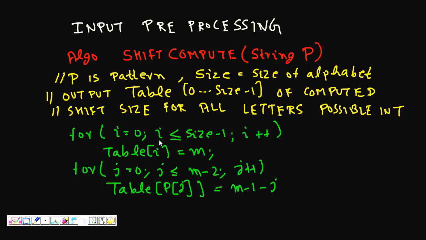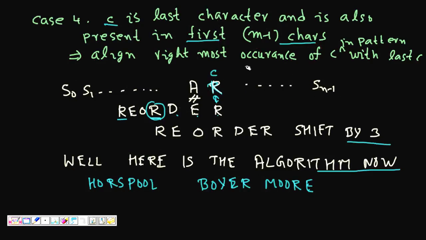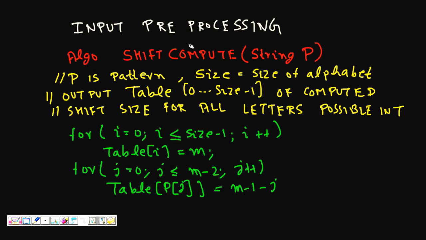So we have this C now, the last letter, which can be anything from the alphabet of A, B, C, D, E, whatever you can write. That is the alphabet. In that you have to write the table for all. So this input pre-processing is done. We have a string P, which is the pattern, and size is the size of the alphabet. For example, just for simple A, B, C till Z, you have 26 letters. If we are just writing in lowercase, your alphabet size is 26. If you take a space there, it will become 27. So the table will be of the size of your alphabet.